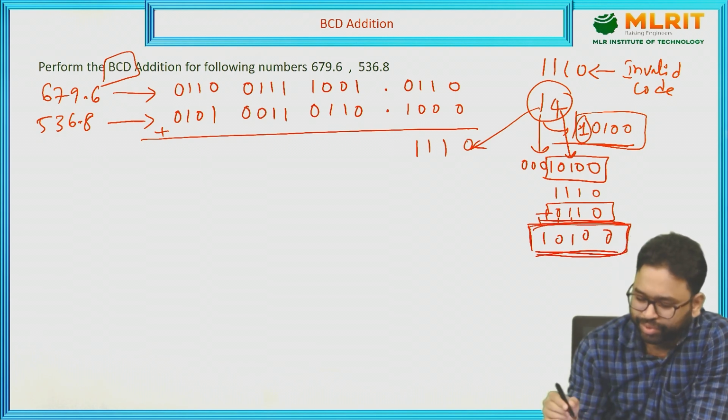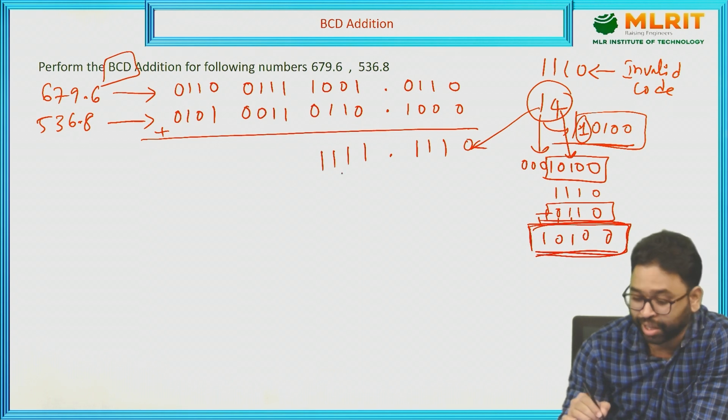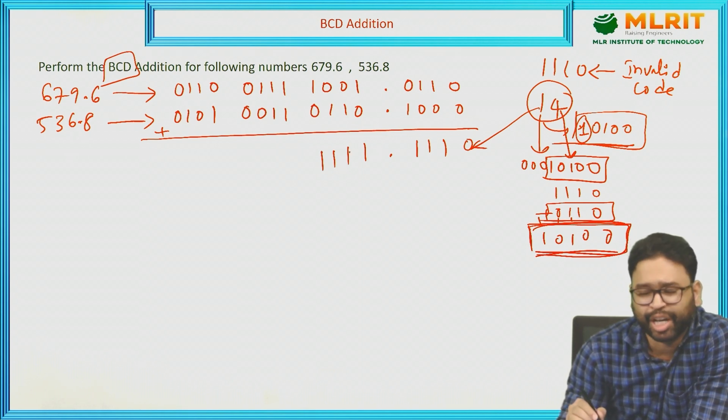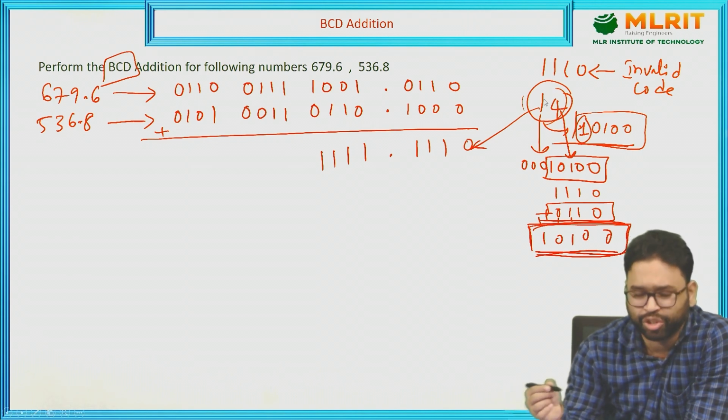Okay, now let's start to perform the rest of the addition. 101, again 101, again 110, again 1, and again this one is also an invalid code because it is not present between 0 to 9. It might have extra digits like this. It's not a single digit, right? So it is an extra digit.